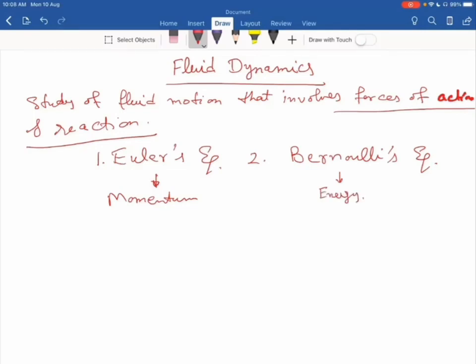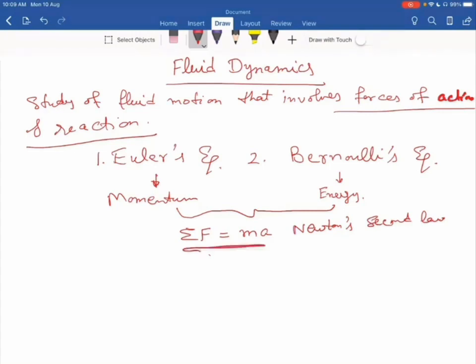Both these equations we derive from Newton's second law. Their derivation is based on Newton's second law, which says the sum of forces acting on any element should be equal to the inertia force, mass into acceleration. This is Newton's second law. With the help of this, we can derive Euler's equation as well as Bernoulli's equation.